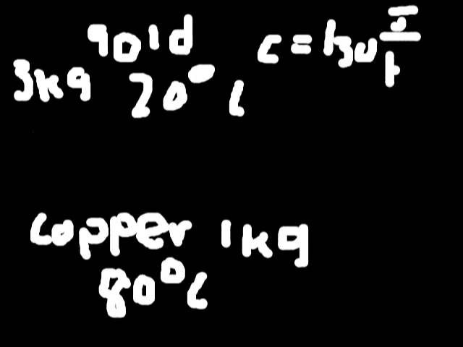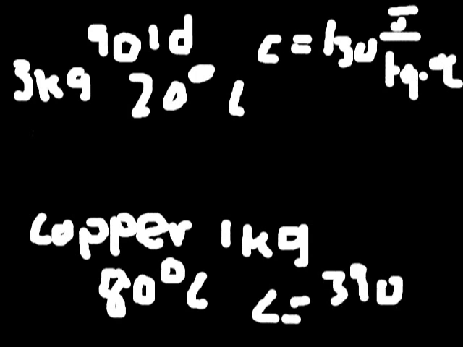So the question here, and the specific heat of gold is 130 joules per kilogram times degrees Celsius, and C for copper just equals 390.